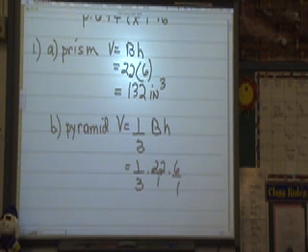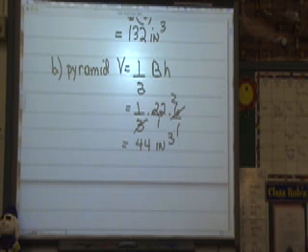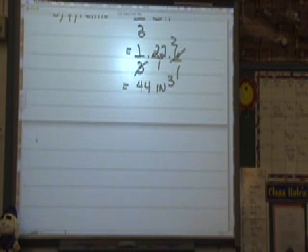Any canceling this time? We divide the 3 and 6. And then you multiply and you get what? 44 inches cubed. And you can see that this is a third of the original prism. And numbers 2, 3, and 4 are done the same way, so we're going to do through number 3.